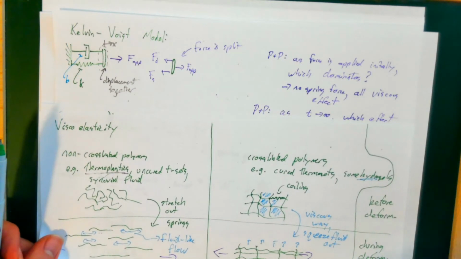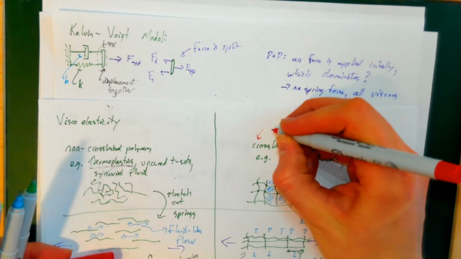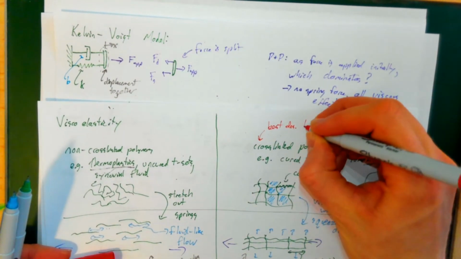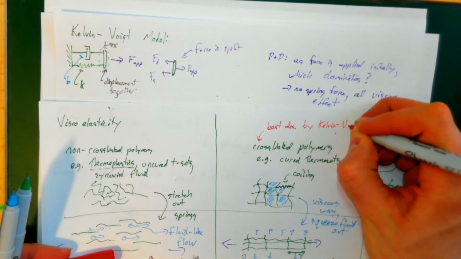Well, hopefully if you had a chance to pause and ponder, cross-linked polymers are the ones that are best described by Kelvin-Voigt.